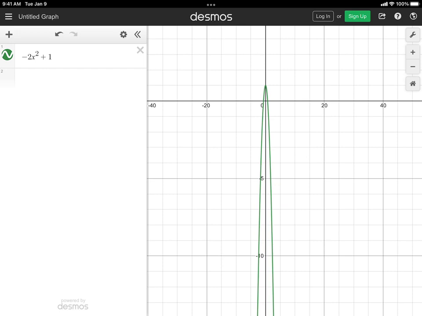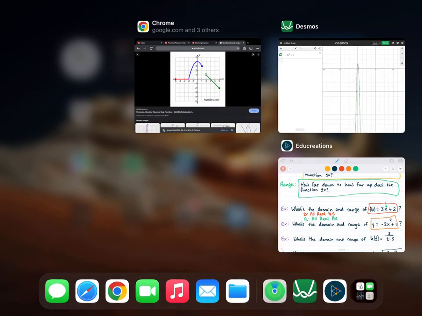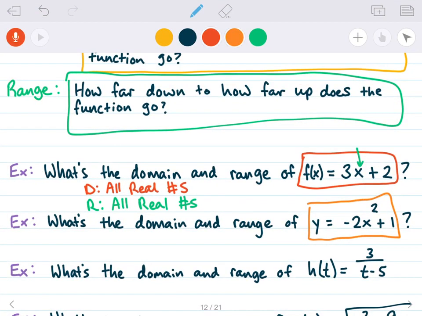Another way of thinking about this is that there are no restrictions to what we can plug in for x. We can plug in 1,000,000 for x and get an output. We can plug in 1 over 10. We can plug in anything we want for x. There's no rules. So for that reason, the domain here, again, is going to be all real numbers.